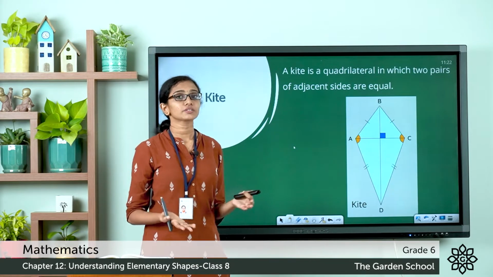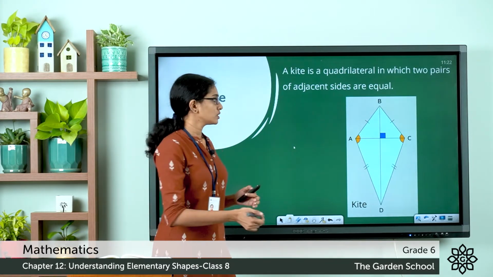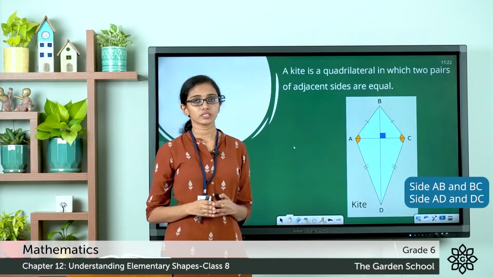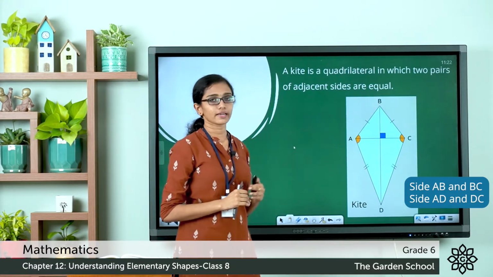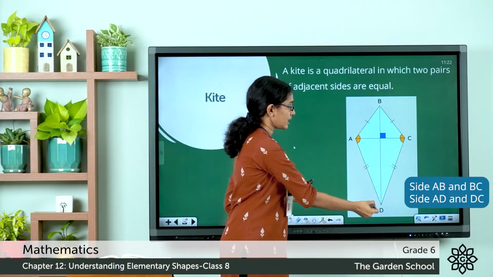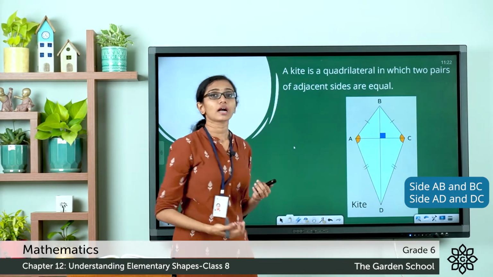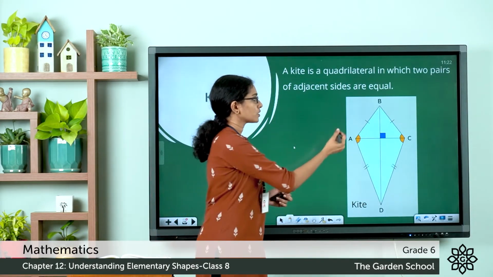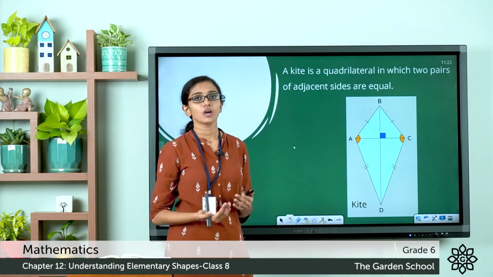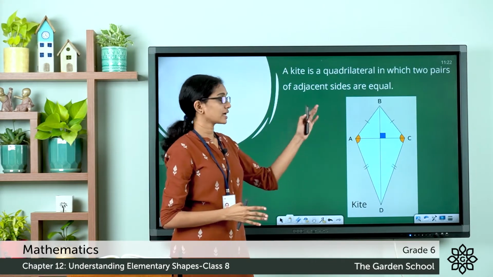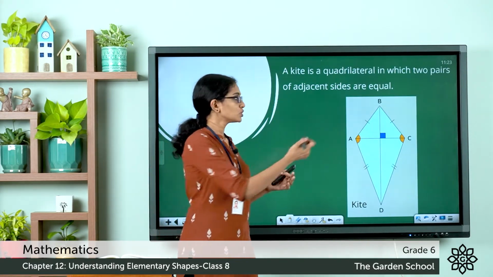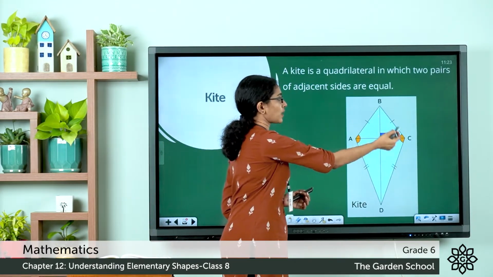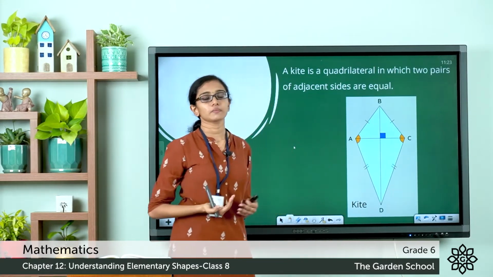Now what about the adjacent sides of this quadrilateral? Which are the adjacent sides? Side AB and side BC are adjacent sides. The common vertex is vertex B. Then side AD and side CD are adjacent sides. The common vertex is vertex D. Now look at the length of these adjacent sides. You can see the length of the adjacent sides are equal. So we have two pairs of adjacent sides which are equal in length. So this is one pair and this is the second pair.